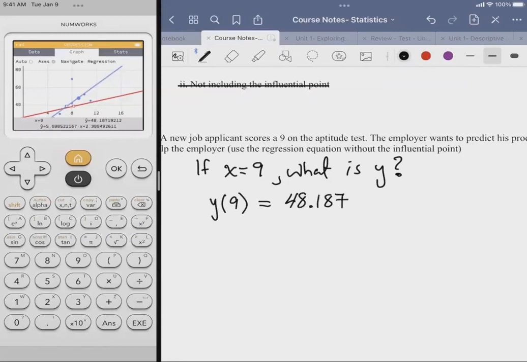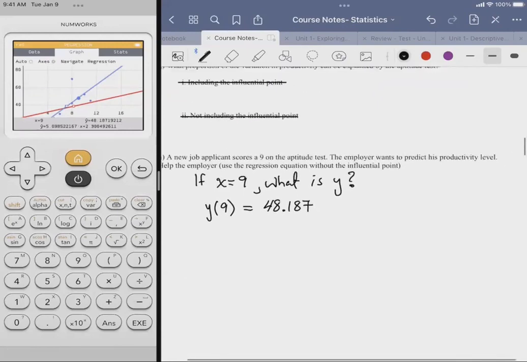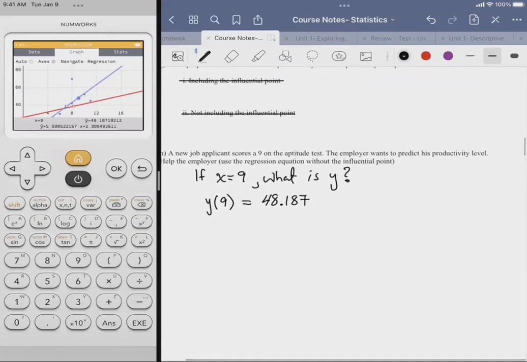So that's the productivity level. Right? And they didn't give us meaningful units for that. So this is what we would expect for an aptitude level of 9, a productivity level of 48.187. So yeah, that's really all there is to it. I know it's a lot, so I'm kind of being facetious when I say that's all there is to it, because that's a lot of stuff.